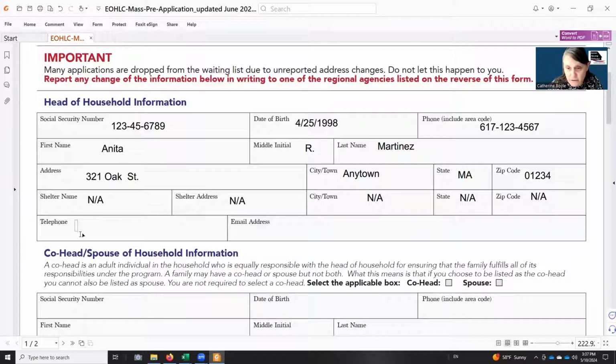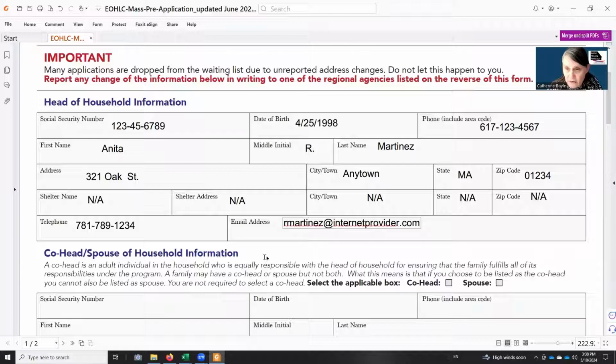Now we have space for another telephone number. We've got some choices here. Rafael could put in his landline, or we could put in Anita's mom's phone number. For the moment, I'm assuming that it's a landline and that the phone number is 781-789-1234. And we're going to put Rafael's email address. So we're going to say rmartinez@internetprovider.com.